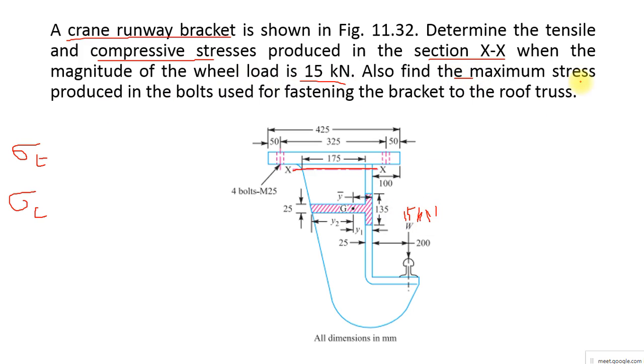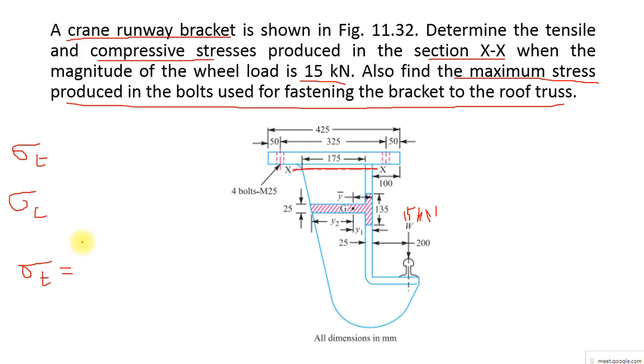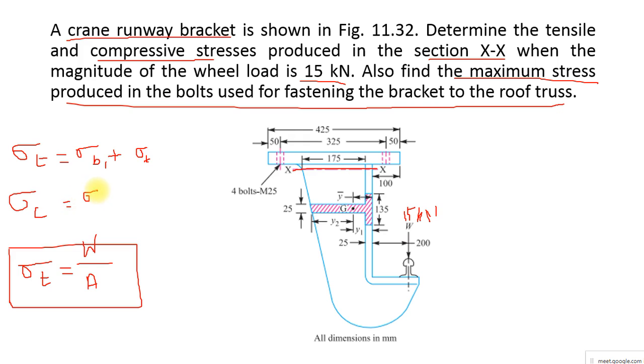Also find the maximum stress produced on the bolts for the fastening of the bracket. The maximum stress produced is just the tensile stress we found earlier. The formula for this tensile stress is the total load acting divided by the area. To discuss tensile and compressive stress, here I can write sigma B1, which is nothing but bending stress plus tensile stress, and similarly compressive stress as sigma B1 minus sigma T.